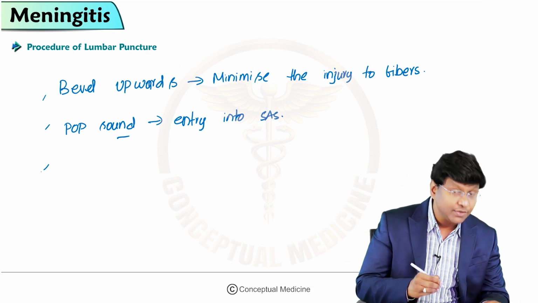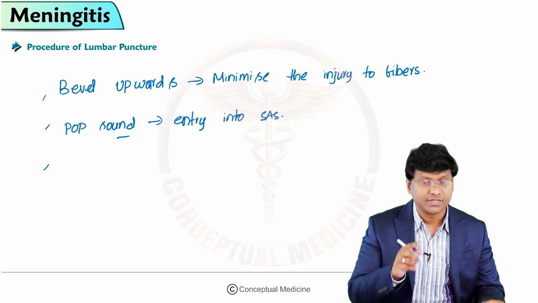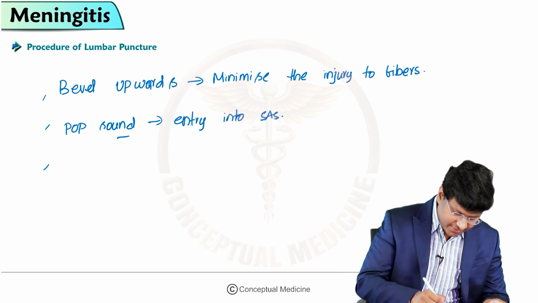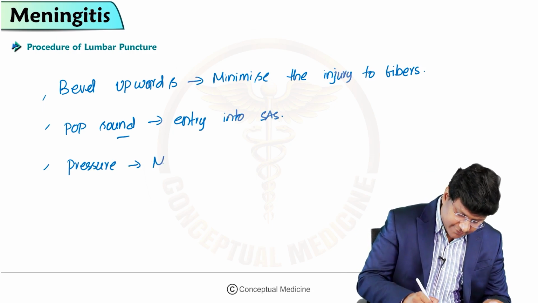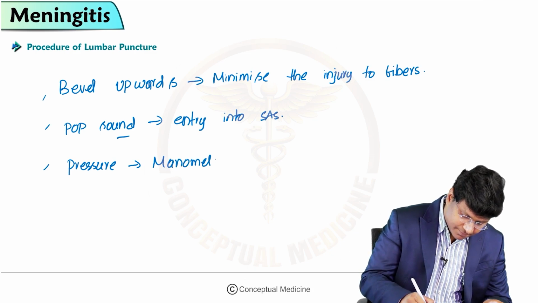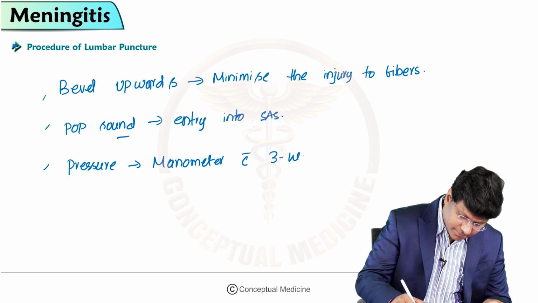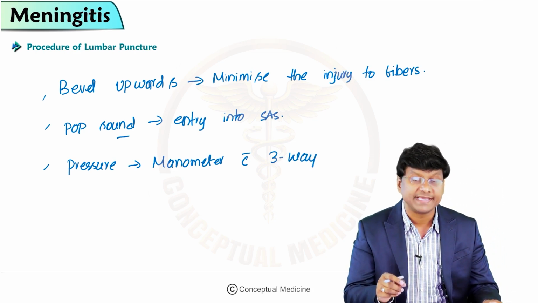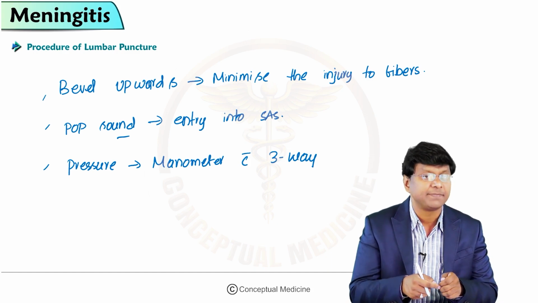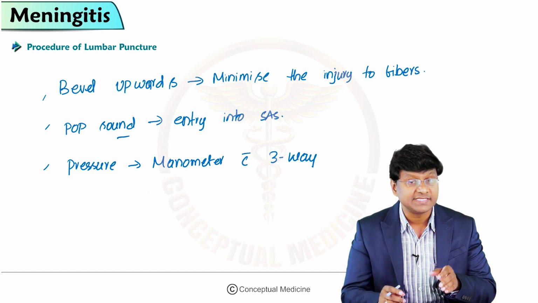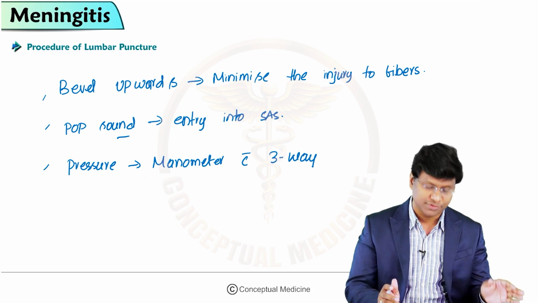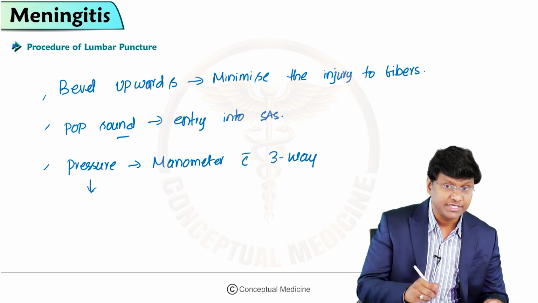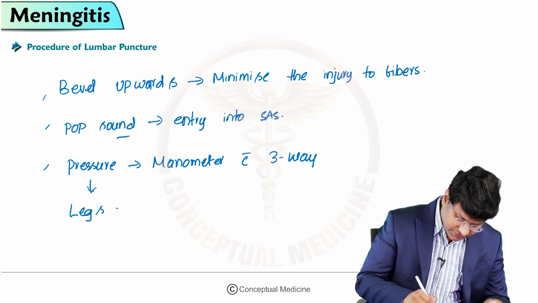Now if you want to measure the CSF pressure, what do you need to do? To record the pressure, a manometer with a three-way stopcock is attached to the lumbar puncture needle. And the assistant can help the patient extend his legs and gently return the neck back to the neutral position. Whenever you are measuring the pressure, the legs are gently brought to the normal position.